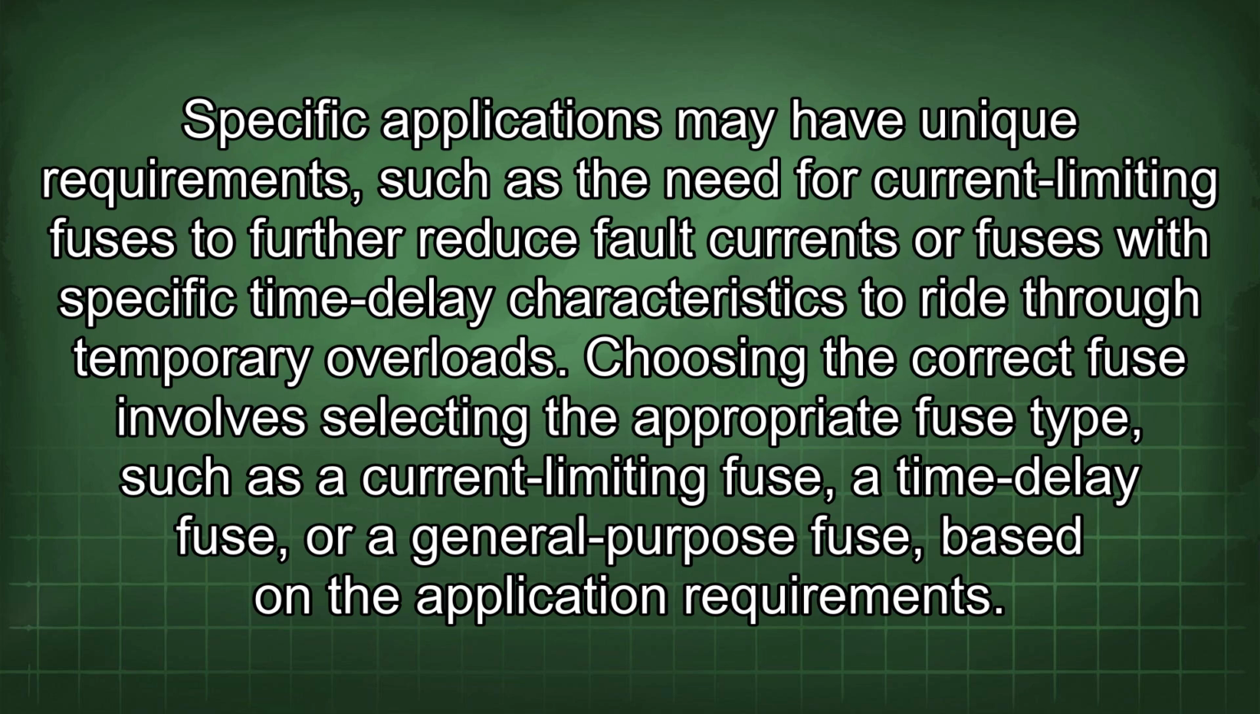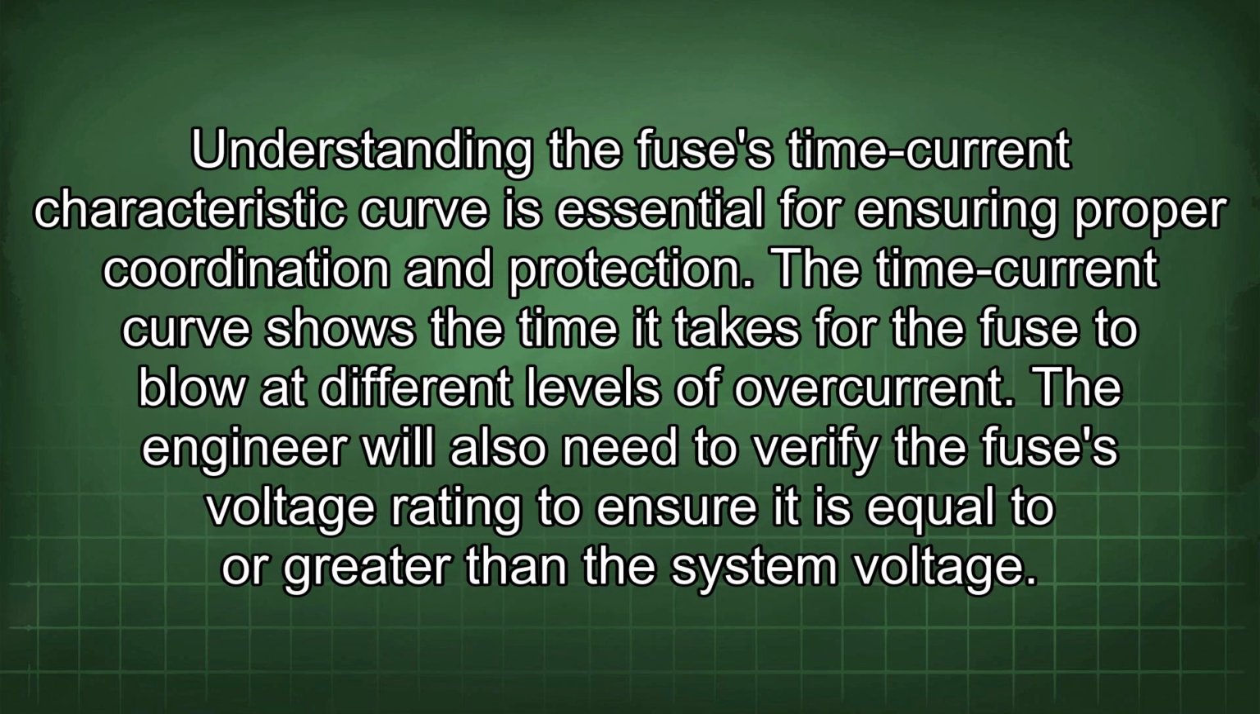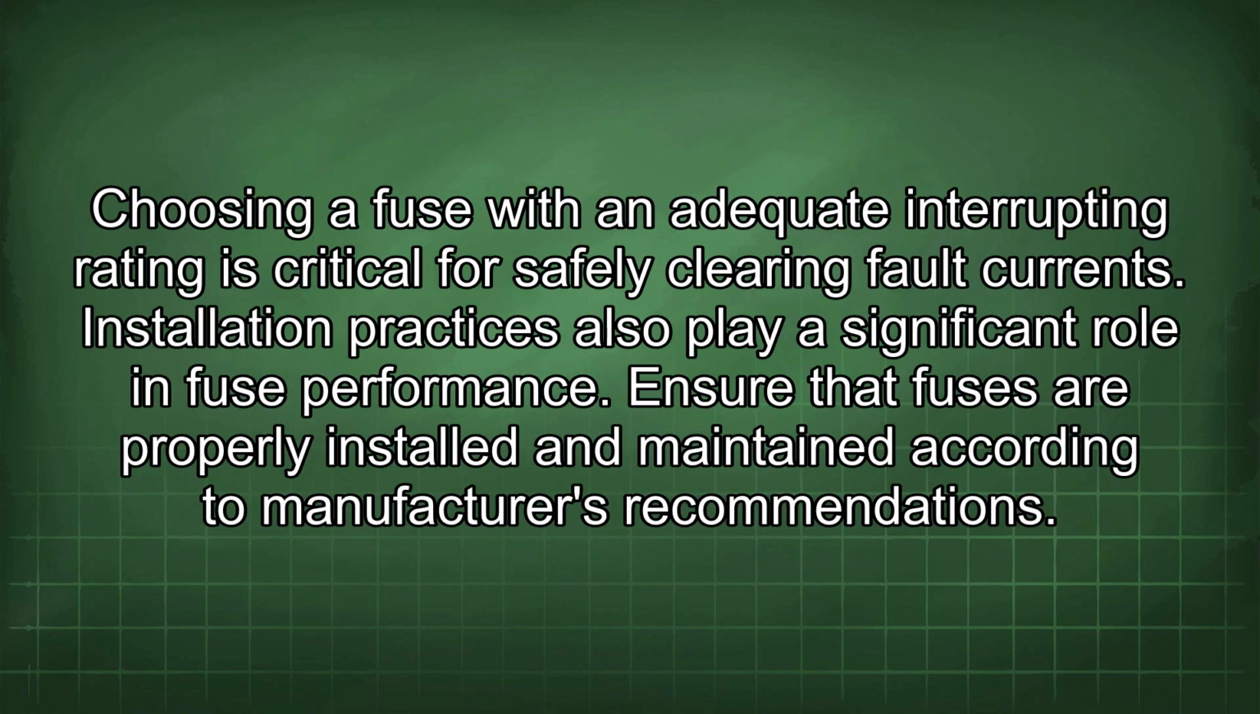Choosing the correct fuse involves selecting the appropriate fuse type, such as a current-limiting fuse, a time delay fuse, or a general-purpose fuse based on the application requirement. Understanding the fuse's time current characteristic curve is essential for ensuring proper coordination and protection. The time current curve shows the time it takes for the fuse to blow at different levels of overcurrent. The engineer will also need to verify the fuse's voltage rating to ensure it is equal to or greater than the system voltage. Choosing a fuse with an adequate interrupting rating is critical for safely clearing fault currents.